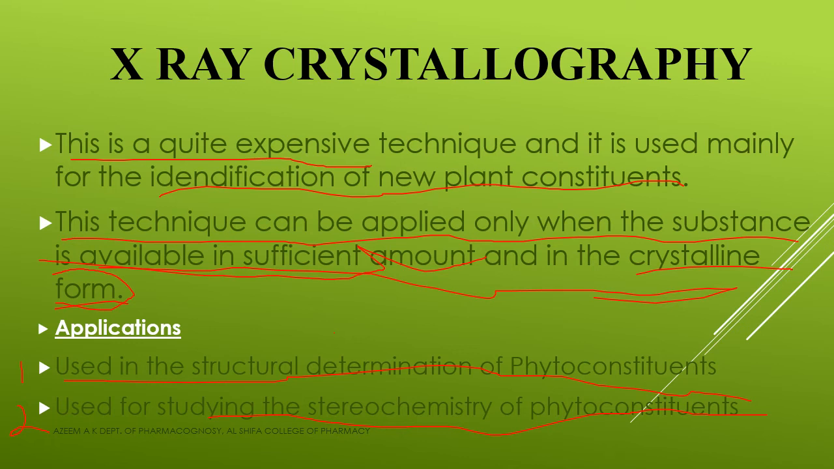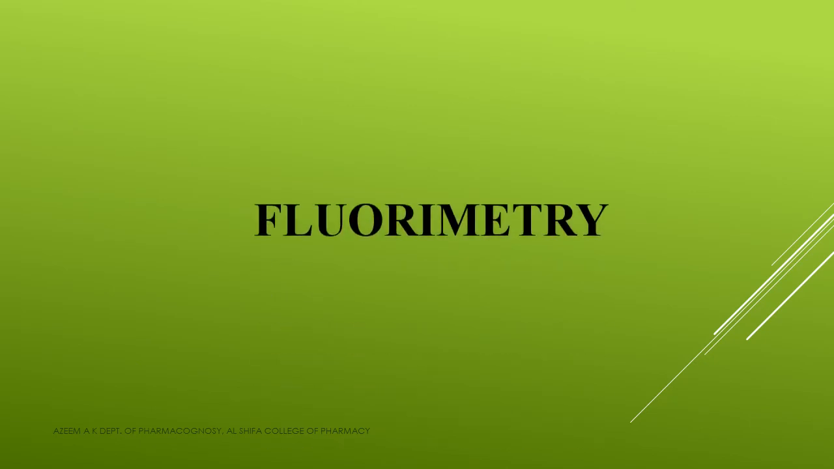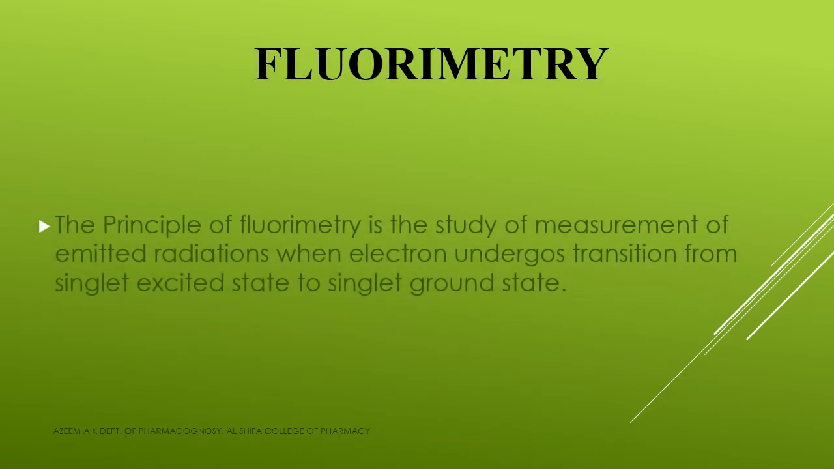Clear? Now for the next technique, that is fluorimetry. So the principle of fluorimetry. So the next spectral method is fluorimetry or spectrofluorimetry, you can say it either way. So here the instrument used in fluorimetry is the spectrofluorimeter. Clear? So the principle of fluorimetry is it is a study of measurement of emitted radiations.